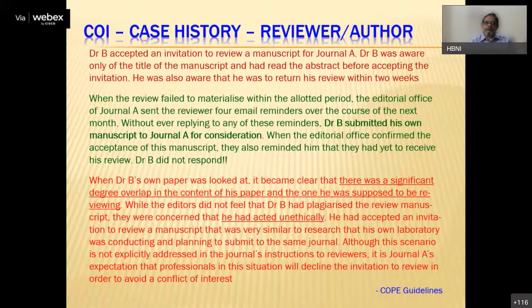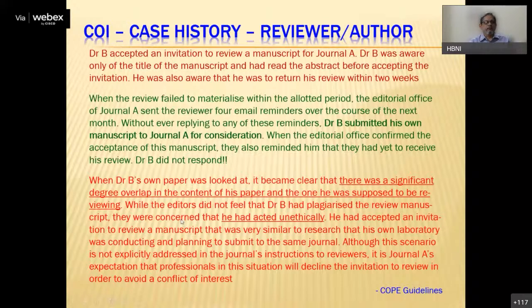So what is the story behind this? And this happens very, very often, especially I will tell you, it happens very often to Indian authors. So when Dr. B's own paper was looked at, it became clear that there was a significant degree of overlap in the content of his paper and the one he was supposed to be refereeing or reviewing. So while the editors did not feel that Dr. B had plagiarized the review manuscript, see, the referee was very smart. He did not plagiarize anything.